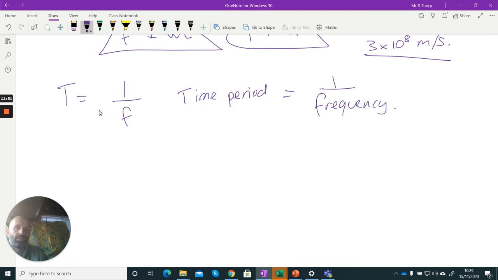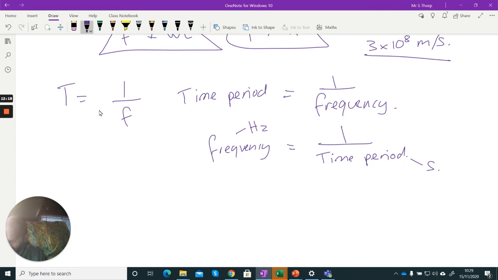And then you can work out the frequency. So you might need to be able to rearrange it as 1 divided by the time period. So frequency is in hertz, and time period, because it's time, is in seconds. And so if we know what the time for one wave is, we can work out how many waves in 1 second. If we know what the frequency is, we can know how long it takes one wave to go past you.